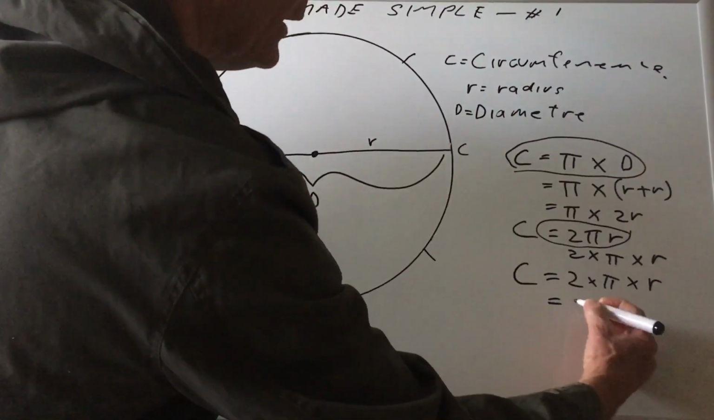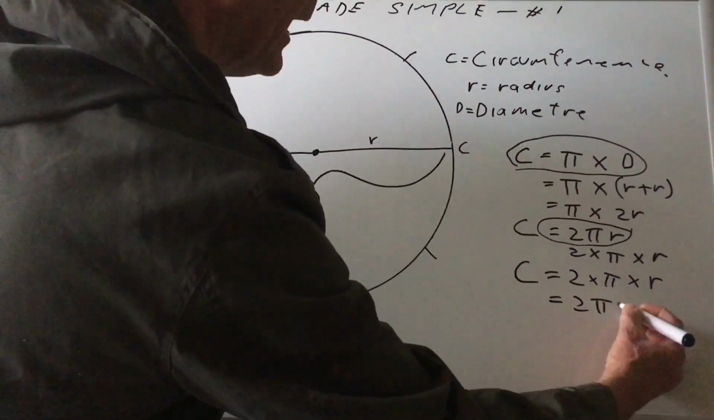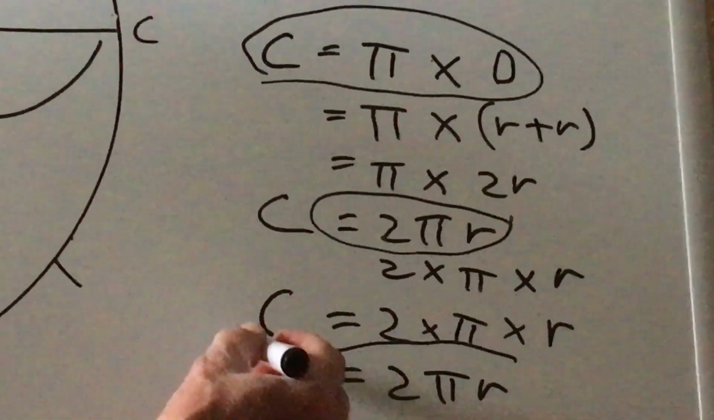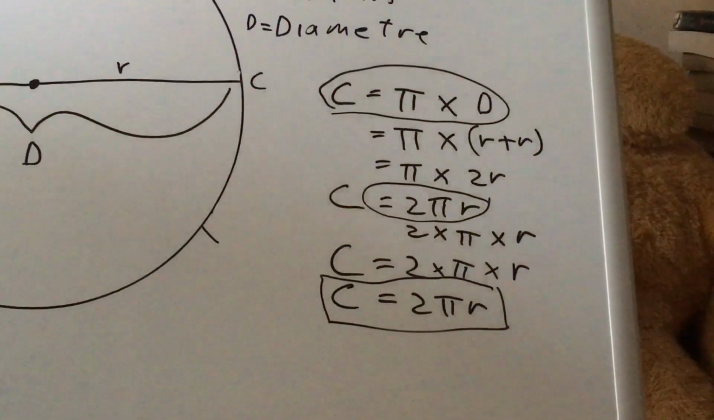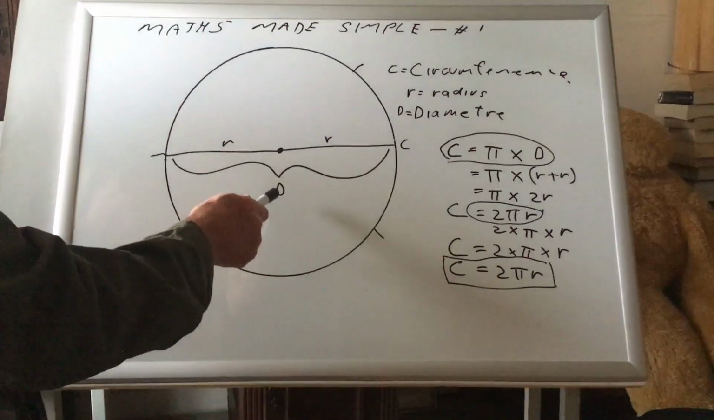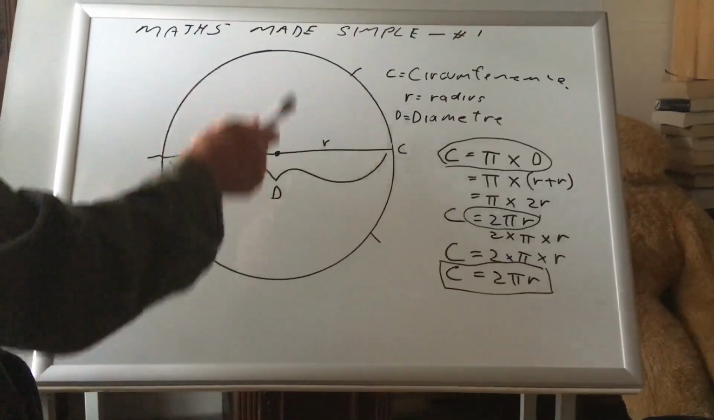In maths, mainly, you'll see it written as circumference equals 2 times pi times R, which they usually write as 2 pi r. So that is the circumference of a circle. That's one of the main formulae you'll get in maths. So if you know the radius or the diameter, you can work out the circumference of the circle.